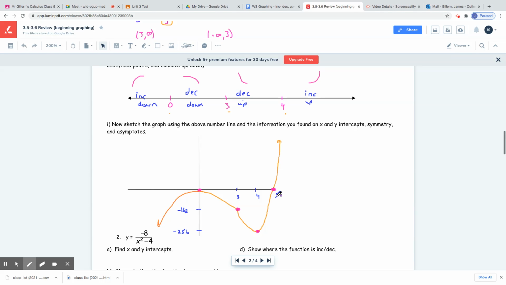All right. And then you could always go back and check, does it make sense that this was a max? Yes, 0, 0 was a max. Point of inflection was here. All right, the relative min was this point, 4, negative 256. So you can always go back and check to make sure that it all makes sense. All right, questions?